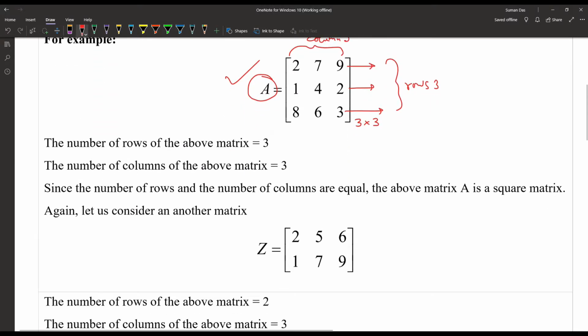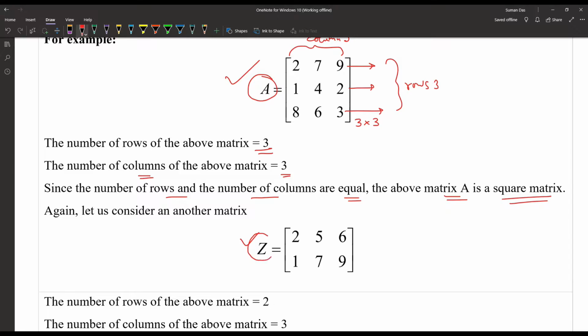As usual, the number of rows of the above matrix is equal to 3 and the number of columns of the above matrix is equal to 3. Since the number of rows and the number of columns are equal, the above matrix A is a square matrix. Let's check another example of another matrix.